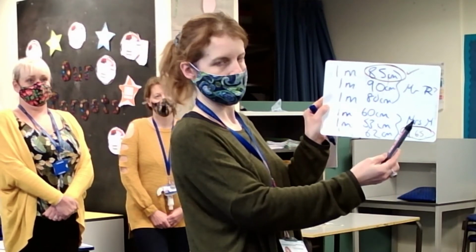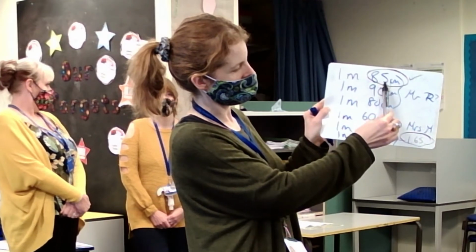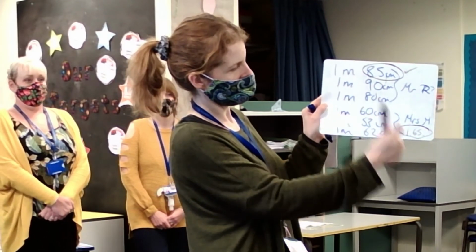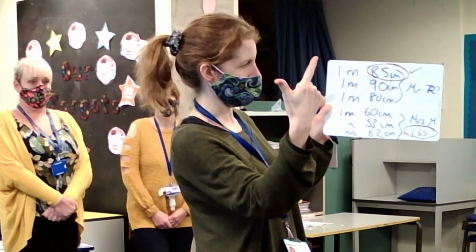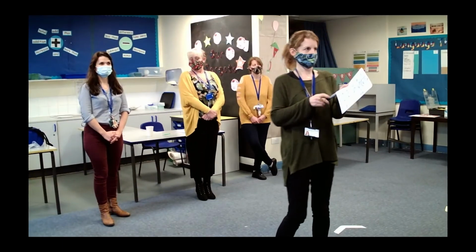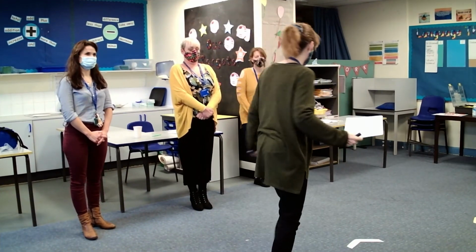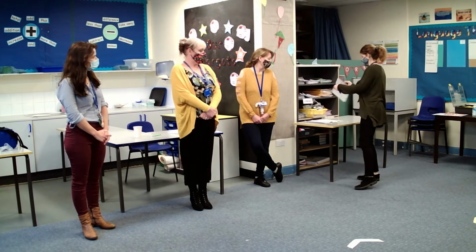Okay, if you count in tens from 65 up to 85, 65, 75, 85, that makes 20. So Mr. Rowland is a whole 20 centimetres taller than Miss Morgan. So there you go. Fantastic. A little extra challenge for those of you that are really good at your measuring.